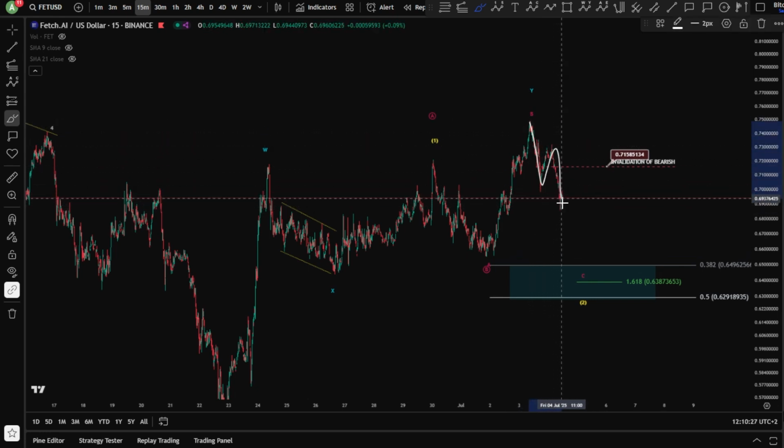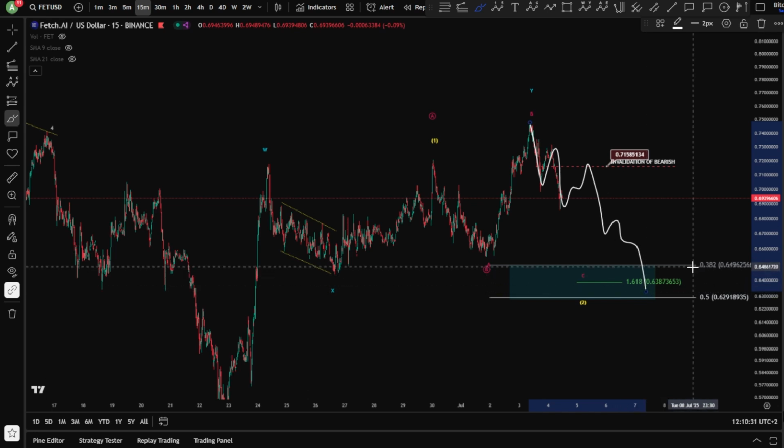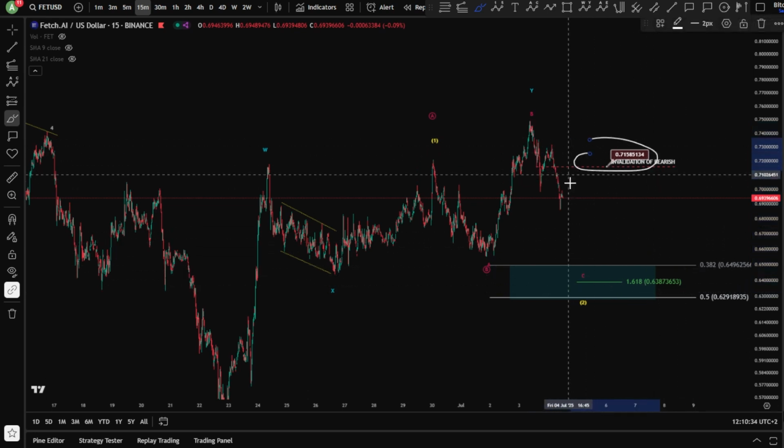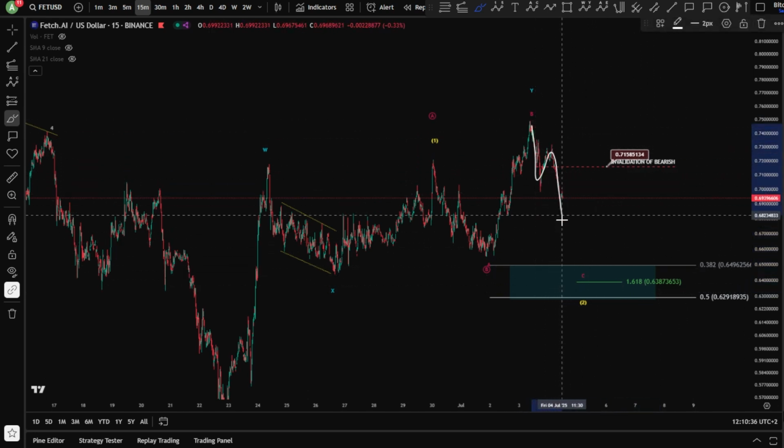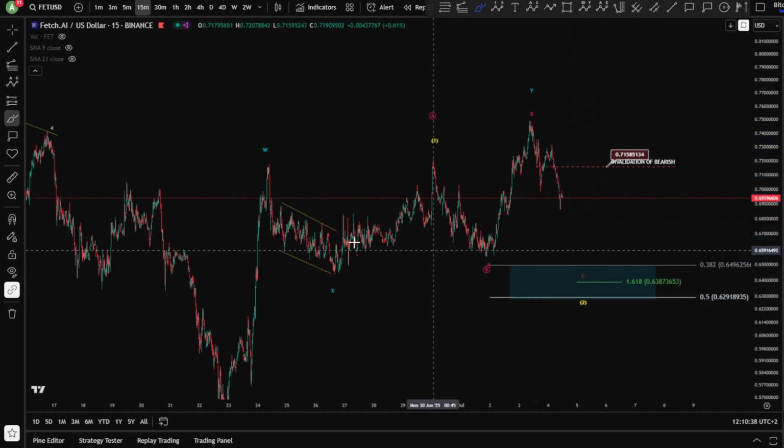Okay, it might also be ABC, 3 ways up, moving down again. We're gonna see, of course. However, to be watched, of course, because this can be right now an impulse wave C.